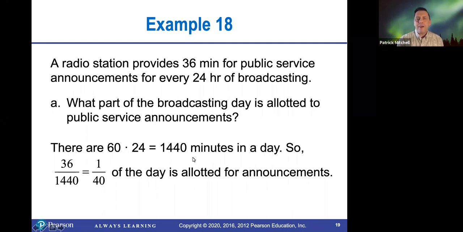So there are 1,440 minutes in a day, which means that 36 over 1,440, which simplifies to 1 over 40. 1/40th of the day is allotted for announcements.